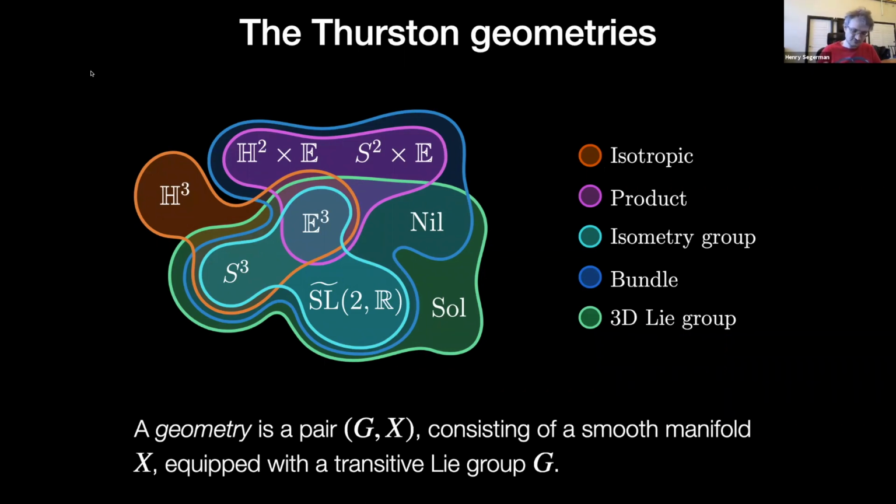And there's various ways to group them. There's things that you would expect to see here: the 3-sphere, 3-dimensional Euclidean space, 3-dimensional hyperbolic space, some products, and then there's these 3 weirder ones here.